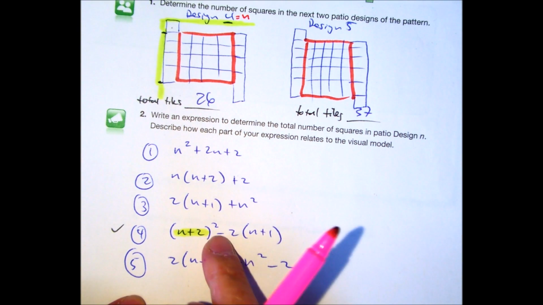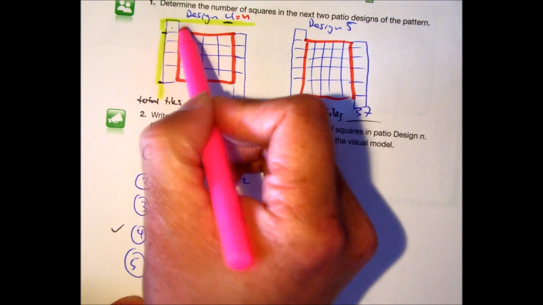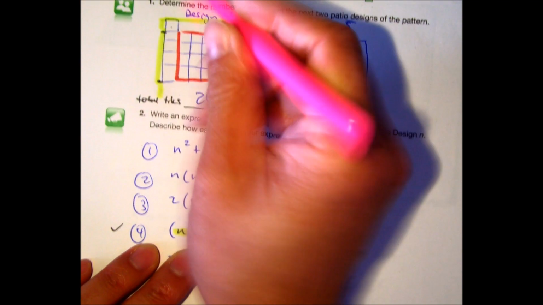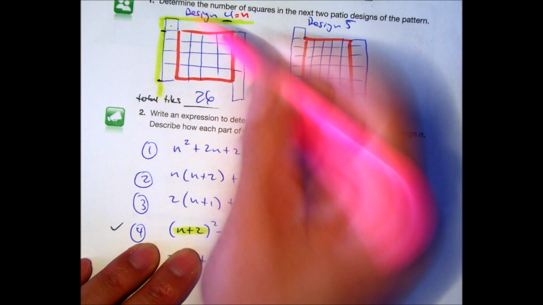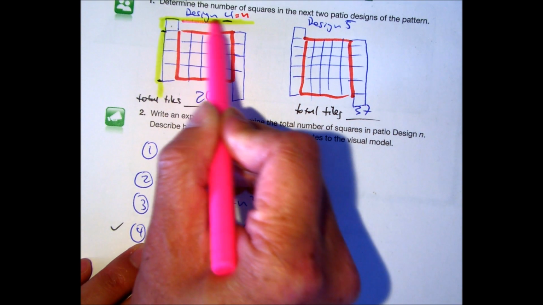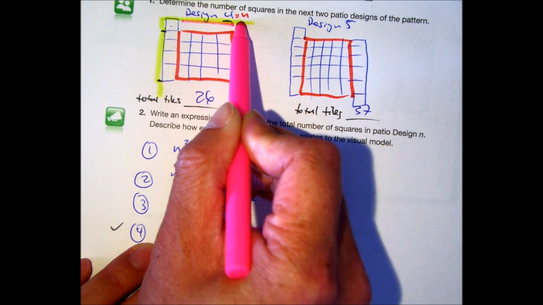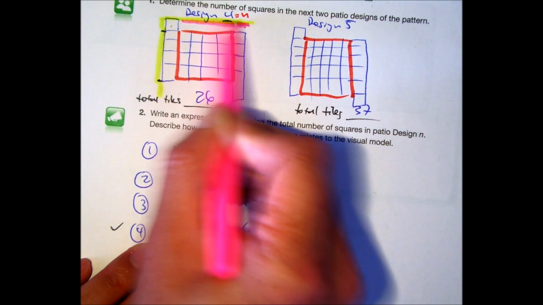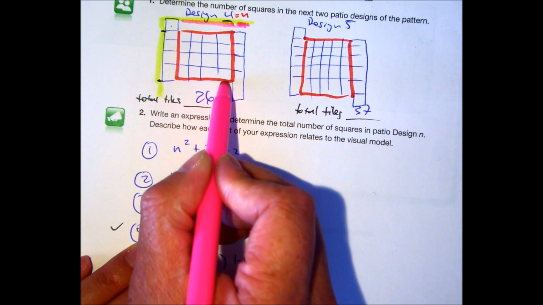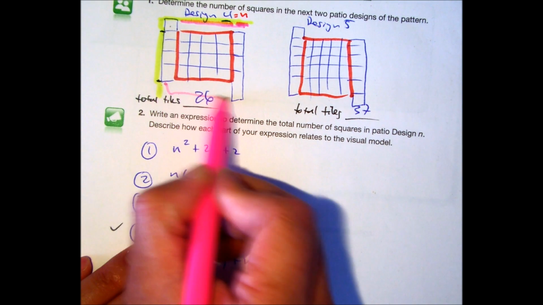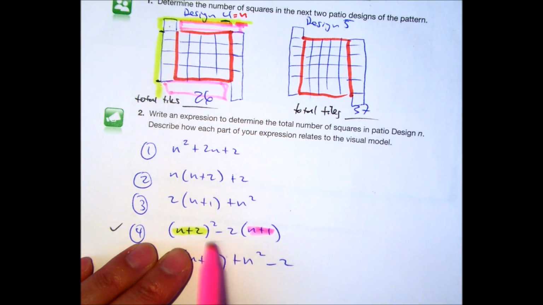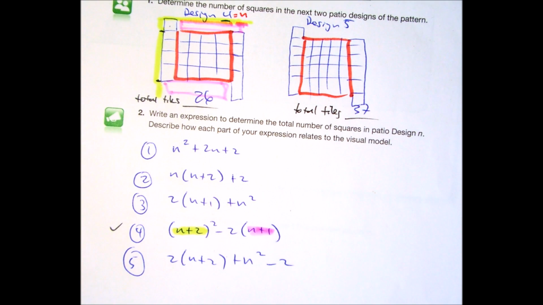Then this one says subtract or take away. Well, if you notice in our design, the n plus 1 is right here. This is the n, and this is the plus 1. So this is the length of n plus 1, this empty space. And then this is also n plus 1 in that area. So you're subtracting those two, and that's how you get that expression.